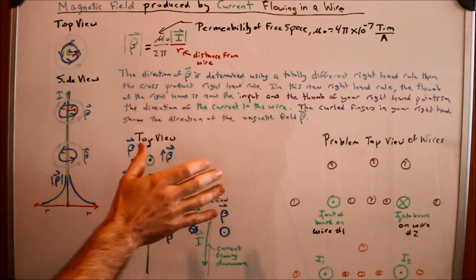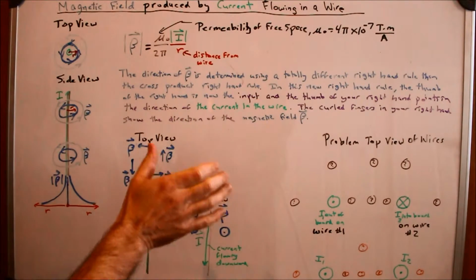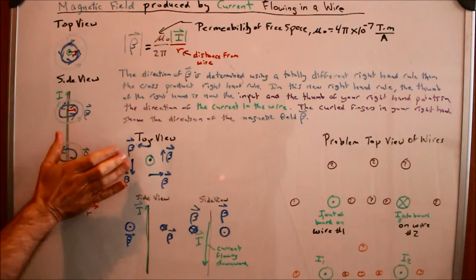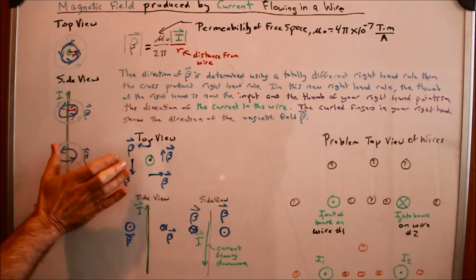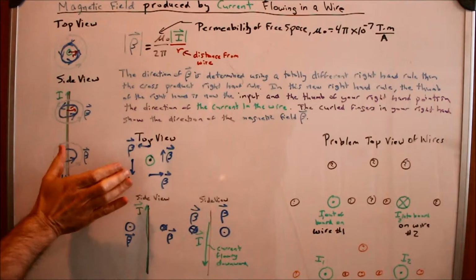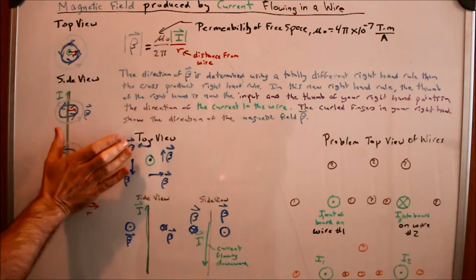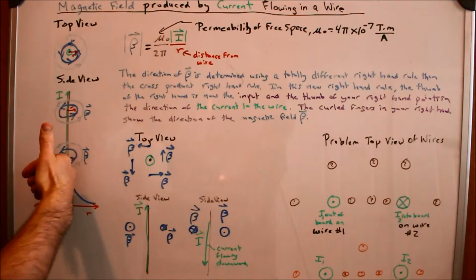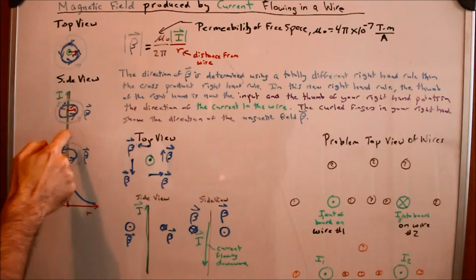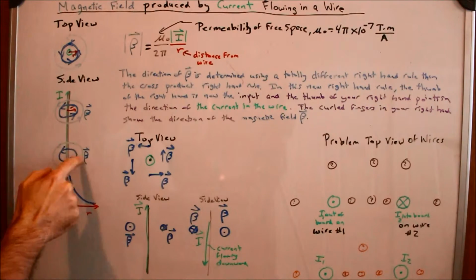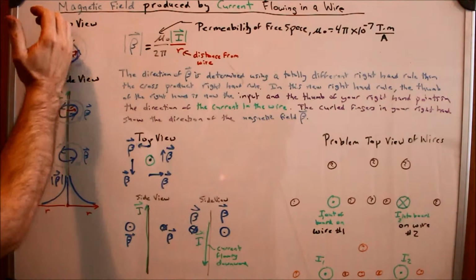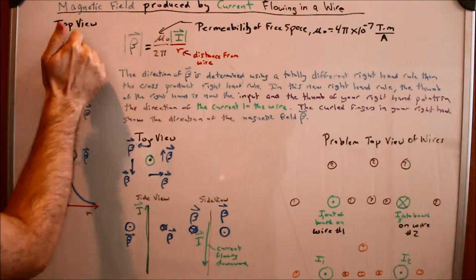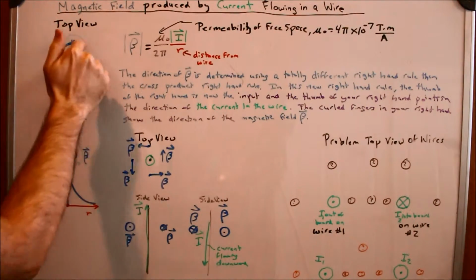For this one, your thumb goes in the direction of the current in the wire at that position. The positive direction of the current, your thumb's going to point in that direction. Then you use your right hand, and the way you wrap your fingers around is the directionality of the magnetic field. Here from a top view, if I had current coming out, I'd have my thumb coming out, and I'm using my right hand to wrap around, which means the magnetic field has this directionality.